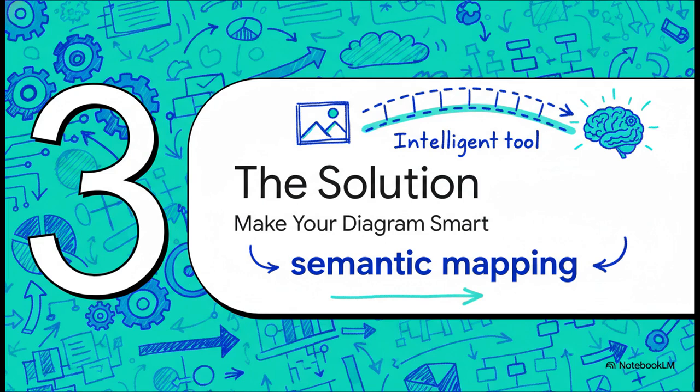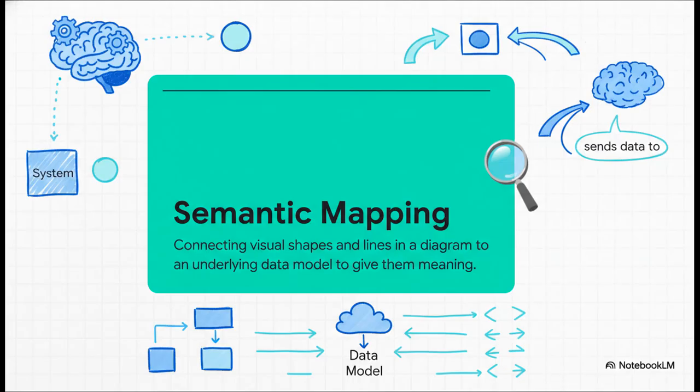Well, the solution is a process called semantic mapping. Semantic mapping is really just the process of teaching your diagram what its parts represent. You're connecting that visual shape on your screen, the box, the arrow, whatever, to a data model underneath that says, hey, this box is a system, or this arrow means sends data to. In practice, this is often as simple as adding some extra properties to your shapes. You are literally giving your diagram a brain.